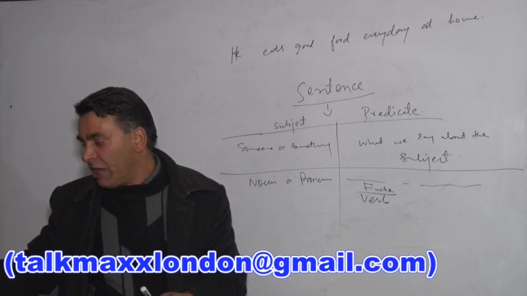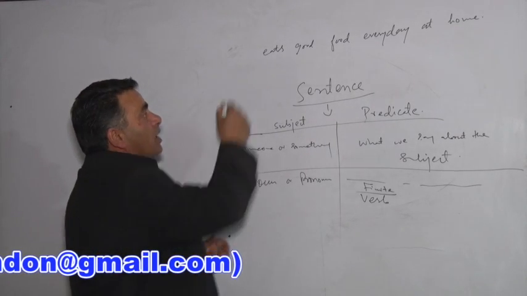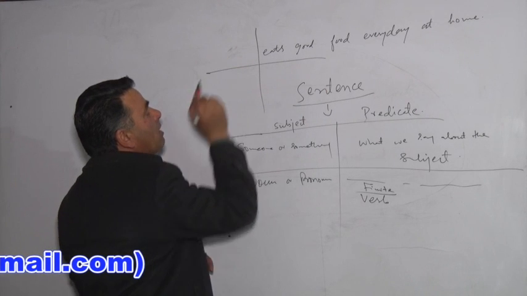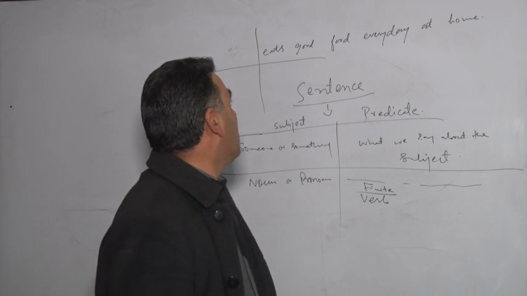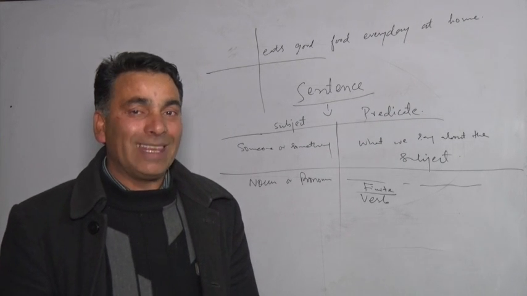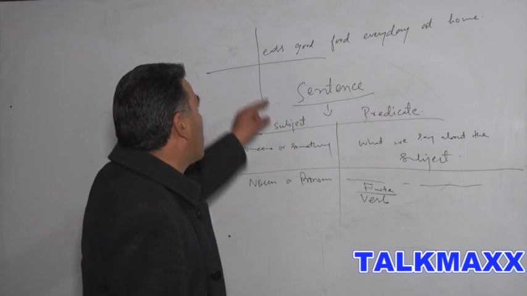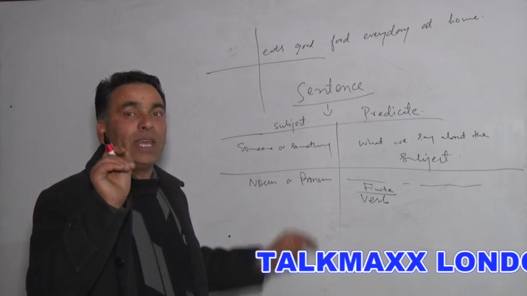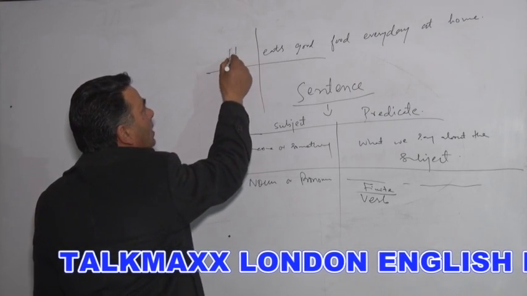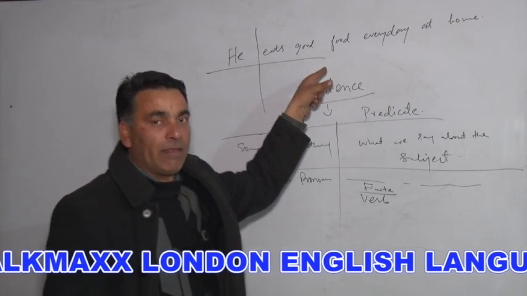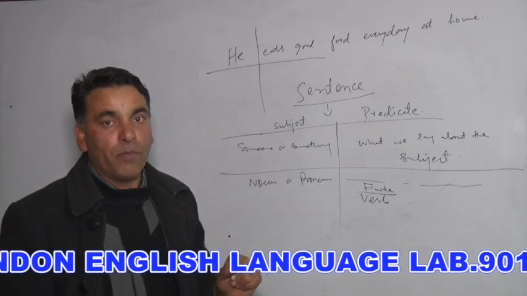Now what I do is, I take away this word which is the subject of the sentence, he. Now what we are left with is eats good food every day at home. Is this a sentence? No, it's not. Why not? Because we have taken one of the existential elements away. And if I put back that thing, the sentence is again there. He eats good food every day at home.